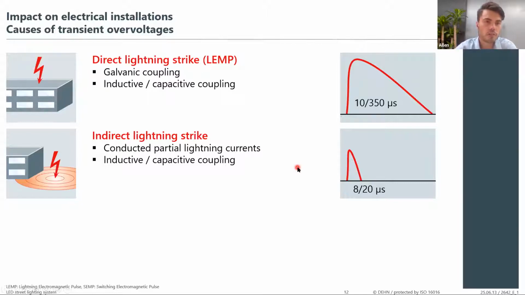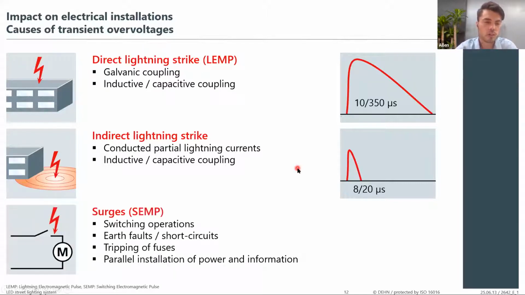Another cause of transient overvoltages are your switching operations that could come from the utility when Eskom does load shedding, or switching off large inductive motors. You also get surges into your system with earth faults or short circuits within the network, and also tripping of fuses, as well as parallel installation of power and IT systems.